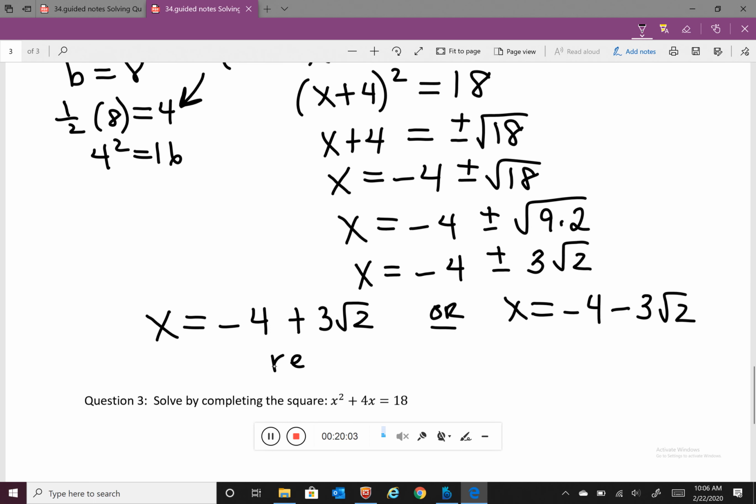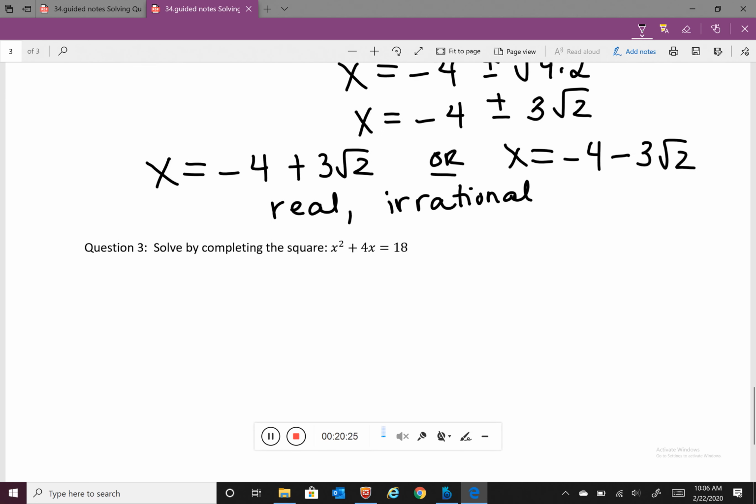And note that our solutions are real, but because we were not able to get rid of our radical, they are also irrational. And what really drove that fact is the number 18. 18 is not a perfect square.